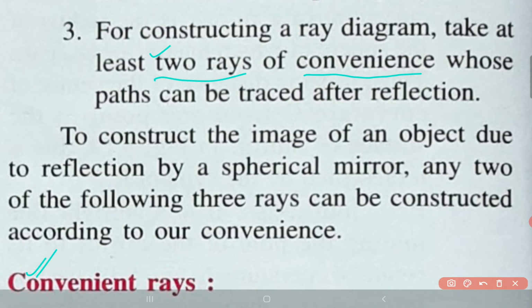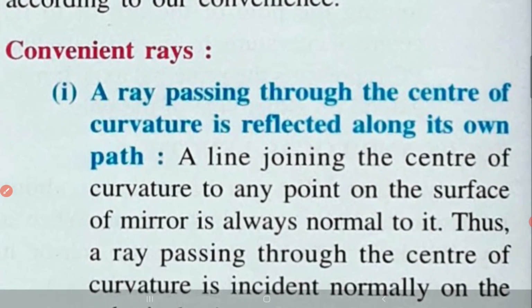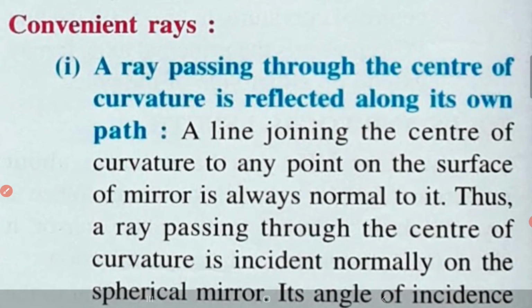Now to construct the image of an object due to reflection by a spherical mirror, any 2 of the following 3 rays can be constructed according to our convenience. So we are learning about the convenient rays now. The convenient rays are: number 1, a ray passing through the center of curvature is reflected along its own path. We shall understand this by drawing. The diagram is important, not the whole paragraph. The paragraph just explains how it should be drawn. Okay, let us go to the figure.